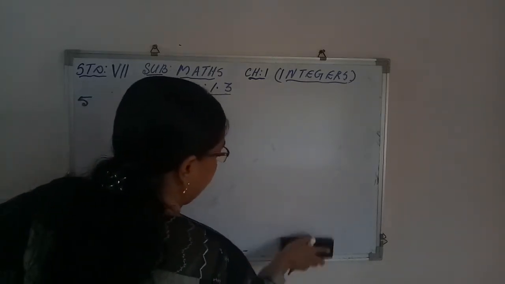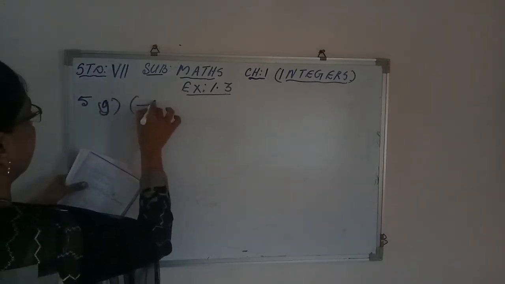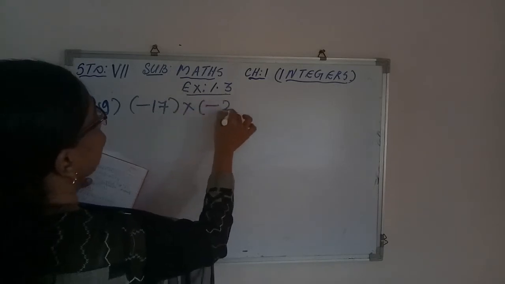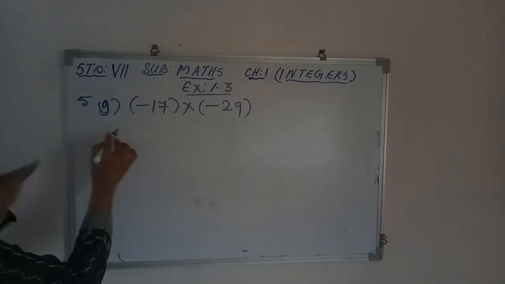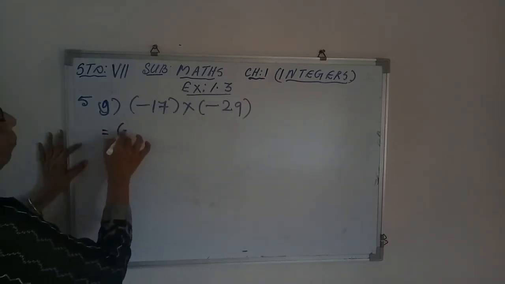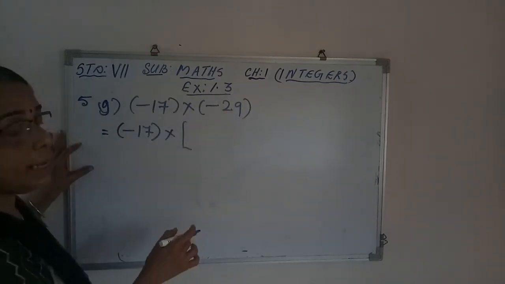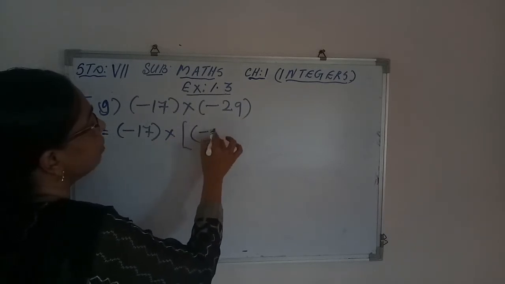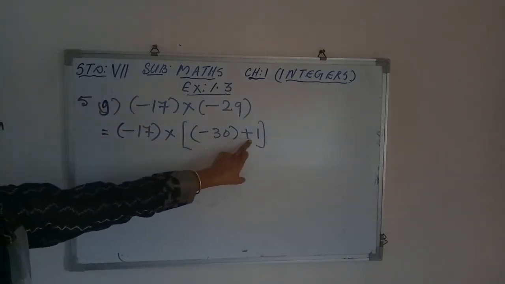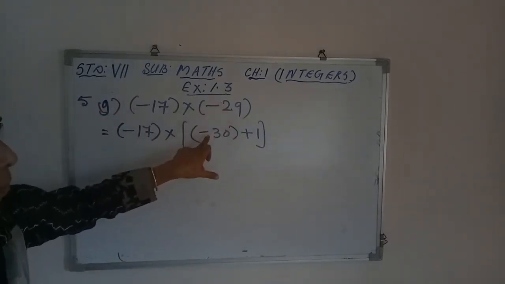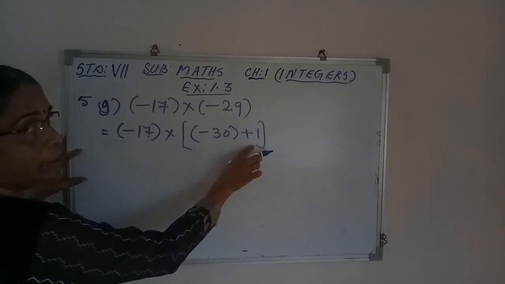Next it is G. Minus 17 into minus 29. See how I am going to write this. First write minus 17 as it is, into minus 29 can be written as, you see, minus 30 plus 1. Am I right? 30 minus 1, 29, and sign of the bigger number 30, that is minus. So 29 I split it as minus 30 plus 1.